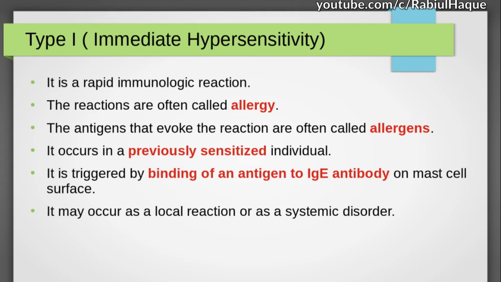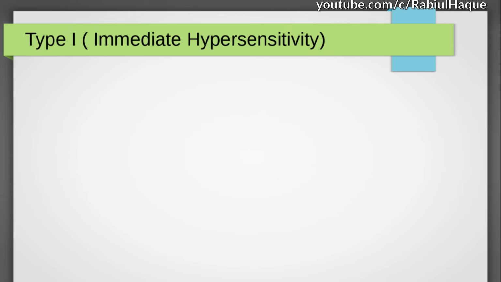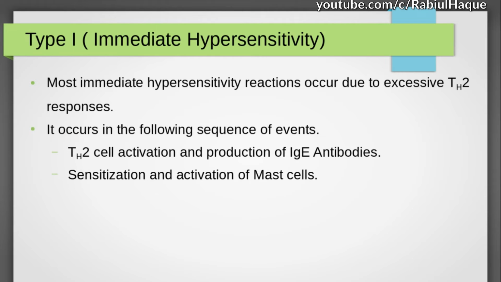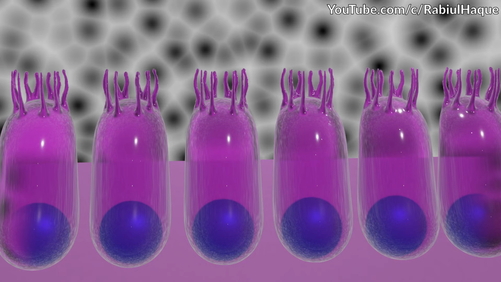Now, most immediate hypersensitivity reactions will occur due to excessive T helper 2 response, and that will occur in the following sequence of events. First, T helper 2 cell activation and production of immunoglobulin E antibodies will occur, and as we will see later, sensitization and activation of mast cells will occur. So let's talk about these various sequences of events one by one. Now let's look at an animation that I have made using the software Blender to show you the sequences of events of type 1 hypersensitivity.